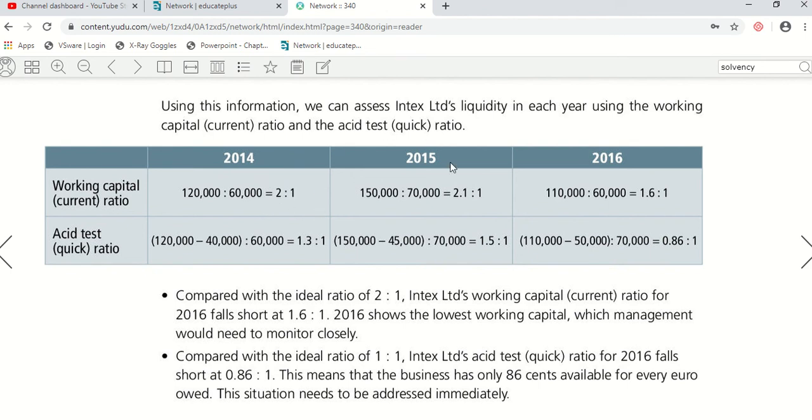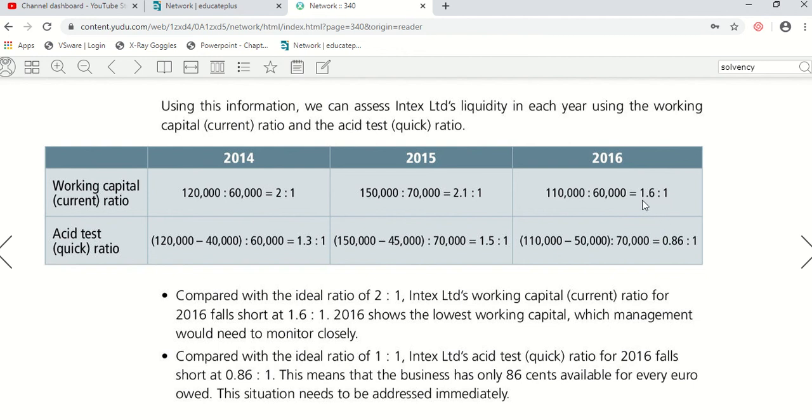When it goes to 2015, the current assets are higher. The current liabilities are also higher, but once it's calculated, it's 150,000 divided by 70,000. It's still above the norm or the ideal, which is good again, and it is increasing, so that's a positive trend. In 2016, however, the current assets are lower, and when divided by the current liabilities of 60,000, it's below the norm of €2 or 2:1.